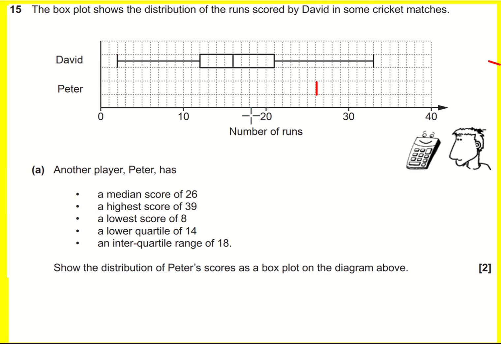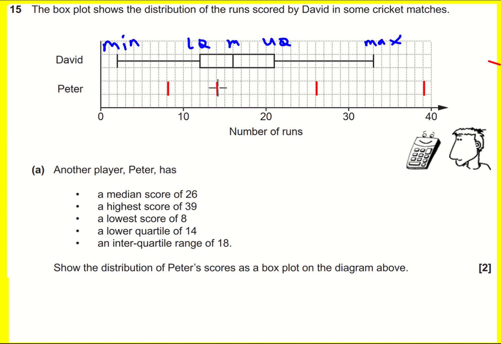Okay, that's his median. A highest score of 39 is going to be here. A lowest score of 8 is going to be here. A lower quartile of 14: 1, 2, 3, 4. Let's not forget, I didn't say this at the start, I probably should have, this is the minimum. Let's do it in a different color. Minimum, lower quartile, median, upper quartile, and the maximum.